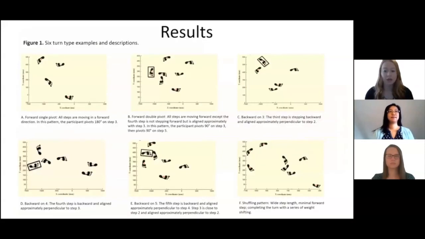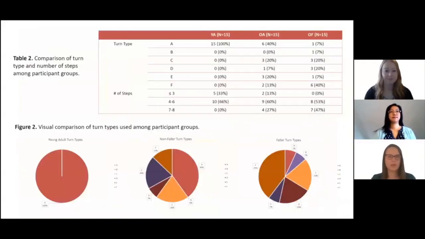In Pattern A, all steps are progressing forward. In Pattern B, all steps are in the forward direction with the exception of Step 4. Patterns C, D, and E all contain one backward step. And Pattern F is a shuffling pattern characterized by wide step length and minimal forward movement. Once the 6 turn patterns were identified, we analyzed the data to determine the percentage of participants in each group who utilized each specific turning pattern.